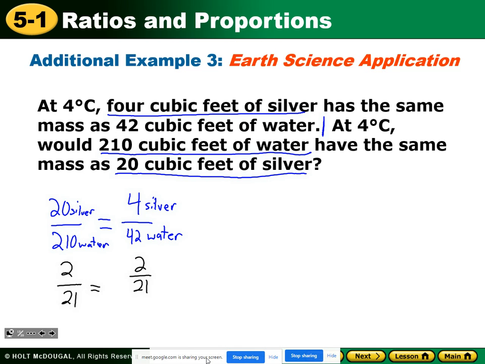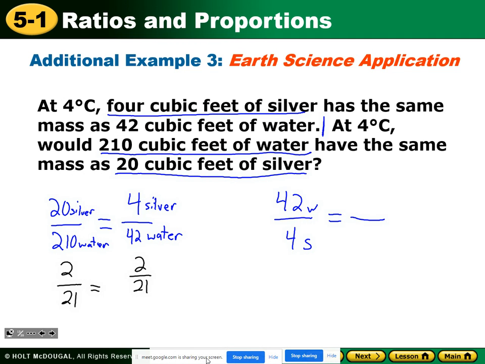Now I'm going to ask another question. Let's say that when I started this problem, Michaela, you said, 42 cubic feet of water equals 4 cubic feet of silver. Did she set that ratio up okay? Yeah. Now, the only thing is, when we look at Michaela's, what needs to go on top if you said 42 feet of water over 4 feet of silver? 4 silver is on top.